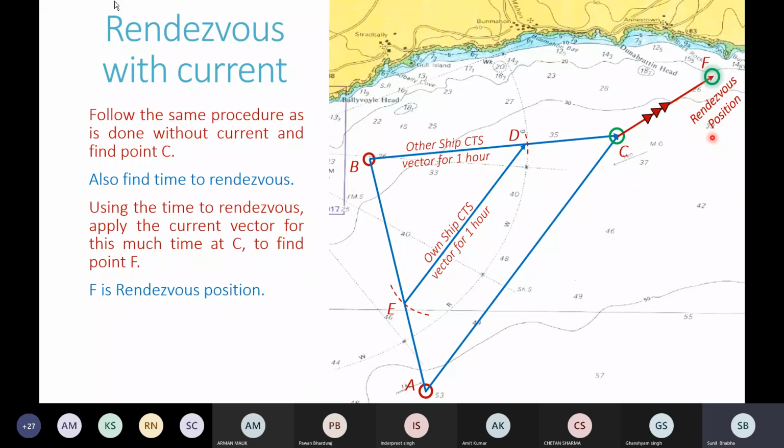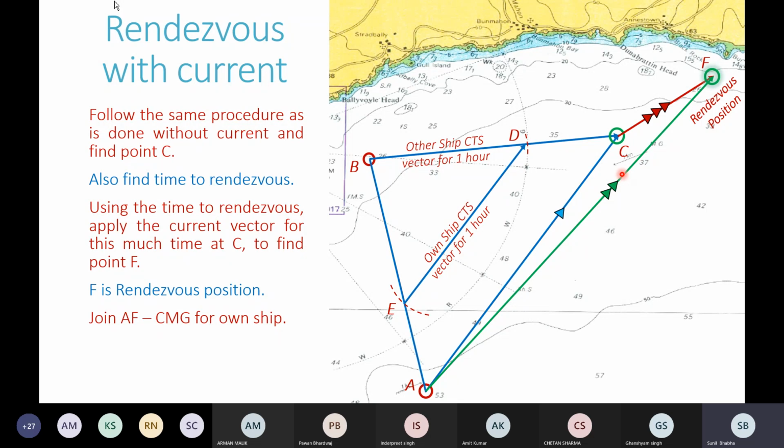Let's now try to understand how this position F became our rendezvous position. For this, let's join point A, which represents our ship's starting position, with this point F. Let's join them. So we have this line AF, Alpha Foxtrot, on the chart. Now this line AF is basically the course made good by our ship. This is the course made good vector.